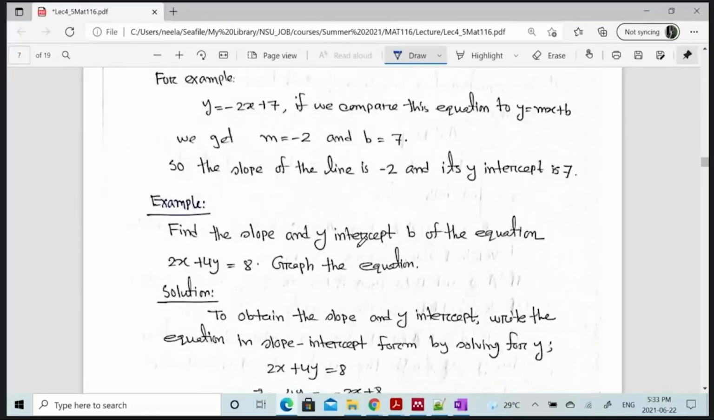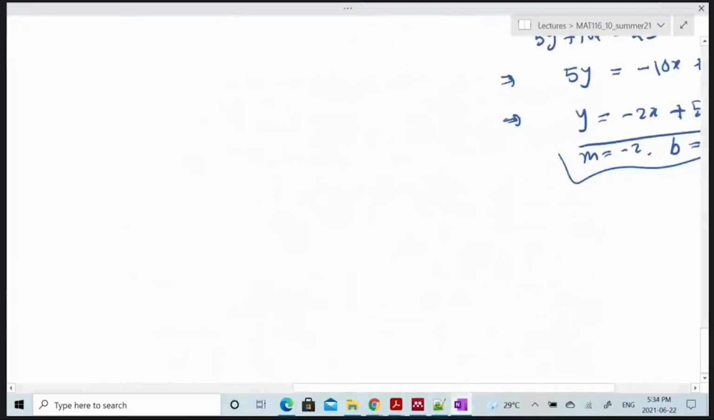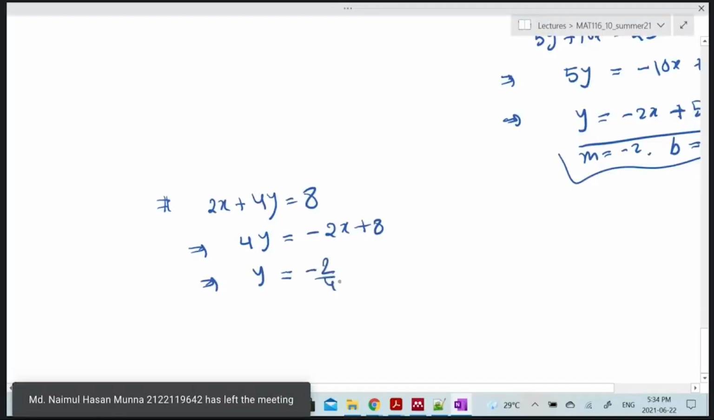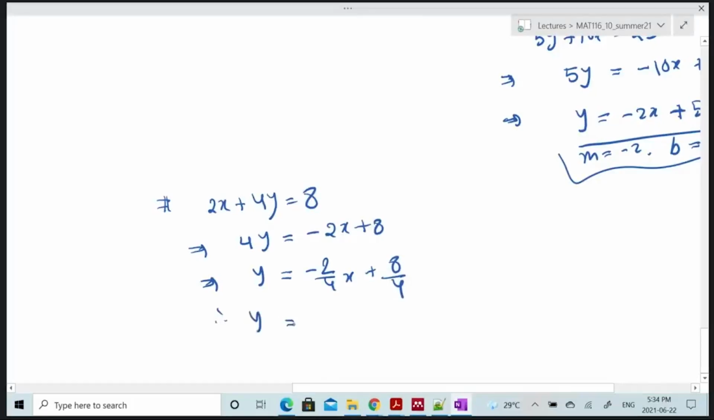So we have to find the slope and the y-intercept b of the equation 2x plus 4y equal to 8. Then you have to graph the equation. So let's correlate it first. 2x plus 4y equal to 8. Our first target is to transfer all the x term to the other side. Then we make y free. It's going to be minus 2 by 4x plus 8 by 4. Therefore, y is going to be minus 1 by 2 x plus 2.